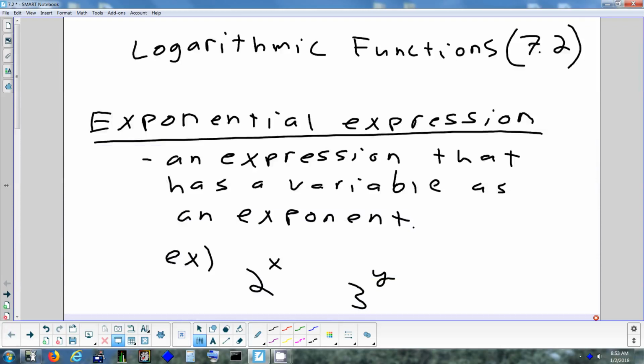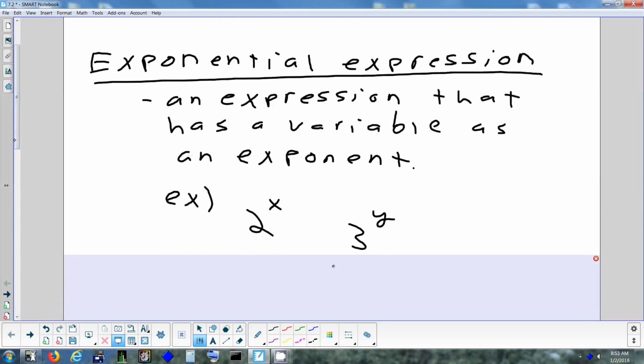Okay, so what I wrote on the other page was an exponential equation, because it had an equal sign in it. This is even simpler. This is just an exponential expression. It's not even equal to anything. It's just a number raised to a variable. Once you take something like that and set it equal to something, then you've turned it into an equation we can solve. But we're not going to do that yet.